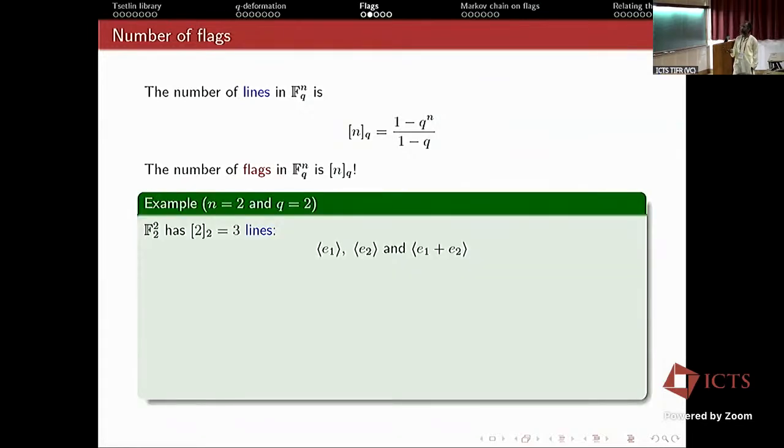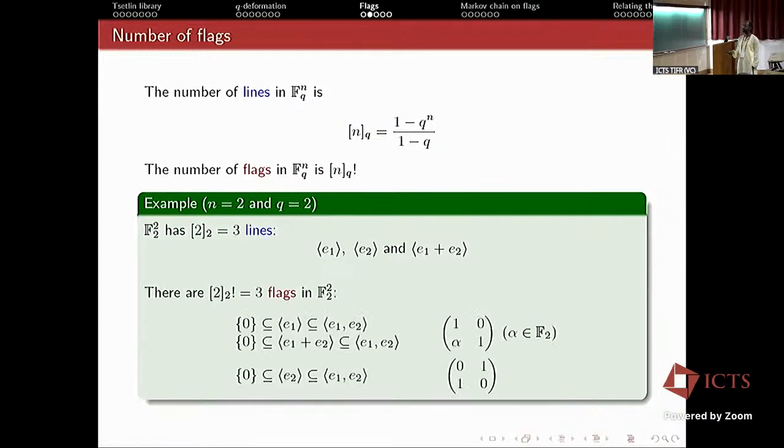Okay, just to give an example, if you have n and q both 2, then you have [2]_2, which is 1 plus q, which is 3 lines. And these are E1, E2, and E1 plus E2. There are no coefficients because q is 2. And there are 3 flags. I will use flags to mean complete flags. There's E1 contained in E1, E2; E2 contained in E1, E2; and E1 plus E2. I mean, E1, E2 is the whole, is F2.